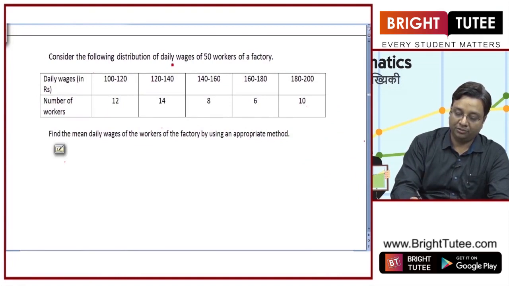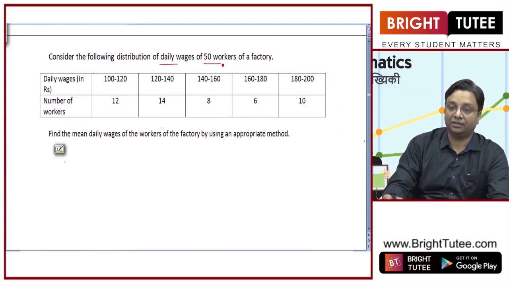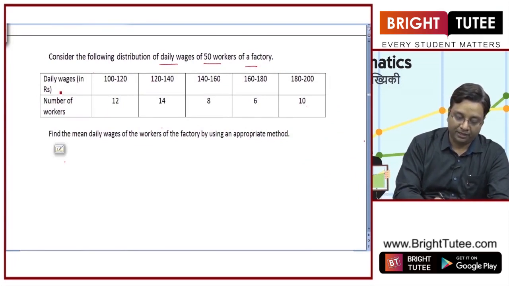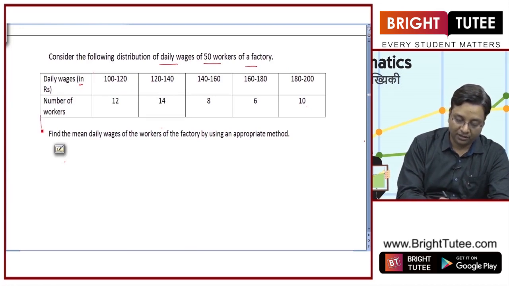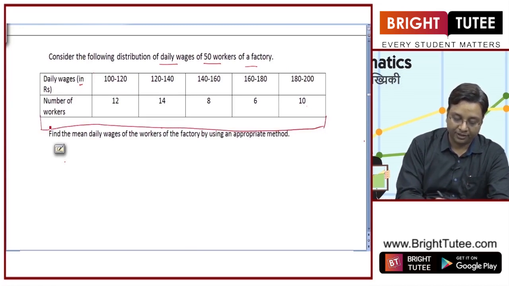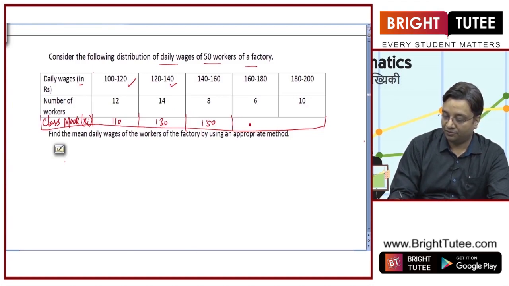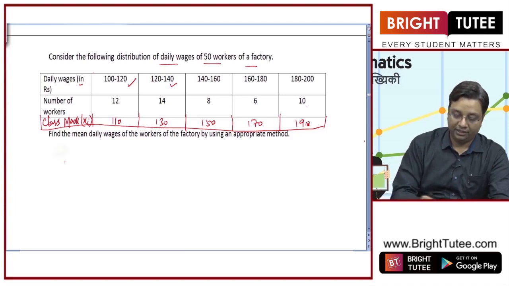Consider the following distribution of daily wages of 50 workers of a factory, right? So daily wages in rupees are given by these classes here, 100 to 120, 120 to 140. So we will look for the class mark here. Class mark or xi for this class will be 110. For this one it will be 130, 150 for this one, 170, 190 for this one, right?